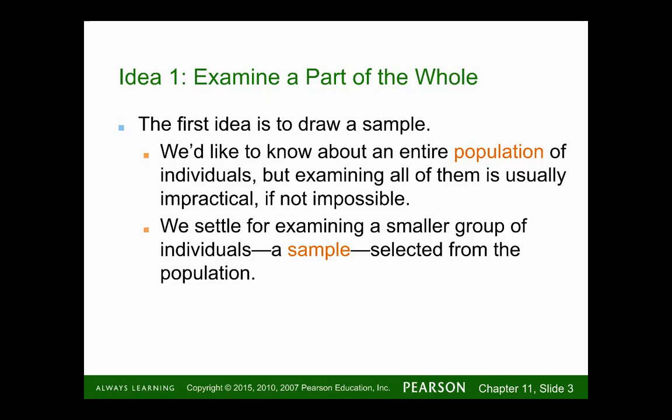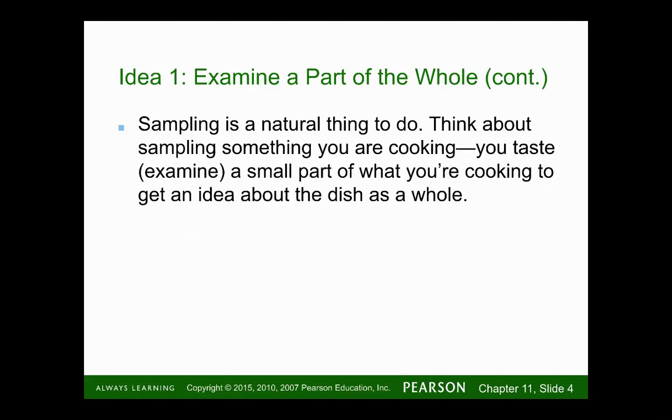We like to know about an entire population of individuals, but examining all of them usually is impractical and impossible. I can't figure out the height or weight of every human being on planet Earth, so I take a small sample. We settle for examining a smaller group of individuals or a sample selected from the population. Sampling is a natural thing to do. Think about sampling something that you're cooking.